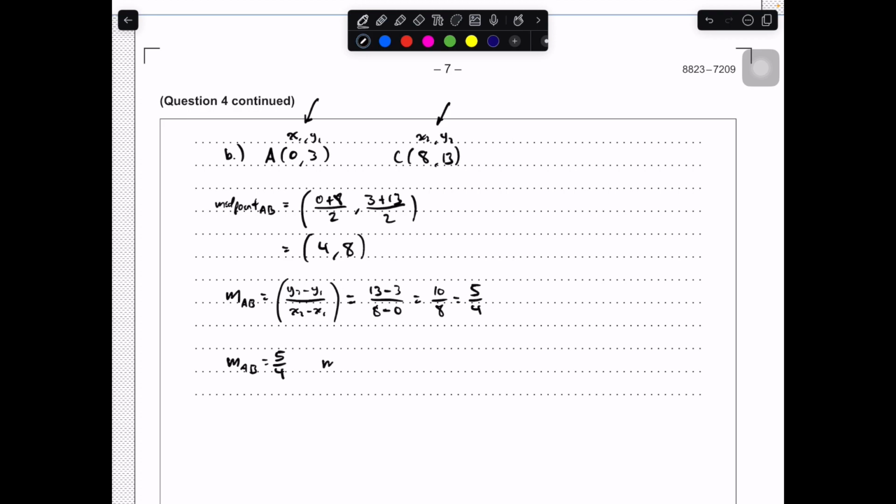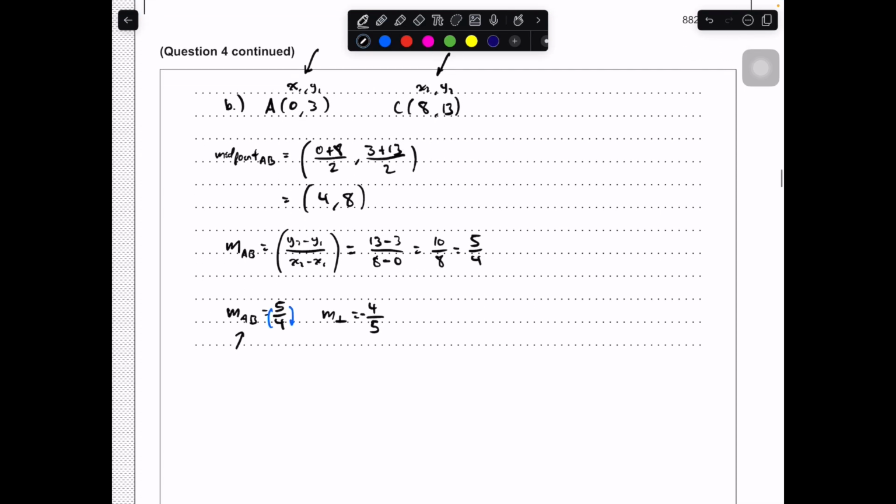If we're looking for M perpendicular, what we're going to do is switch the top and the bottom, or take the reciprocal, 4 over 5, and then multiply it by a negative. So that would be our perpendicular. We know what the slope of AC is. We're looking for the perpendicular to this line. Switch the top and the bottom, multiply it by a negative, or take the negative reciprocal. Alright, good. So we've got all the gradients we need.